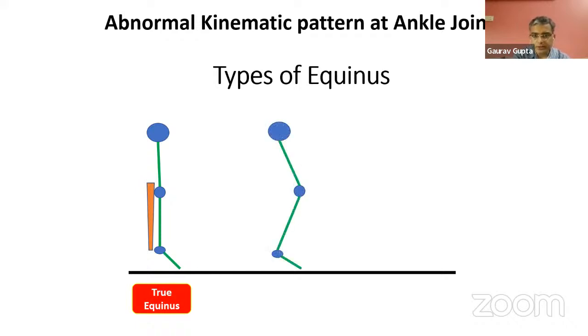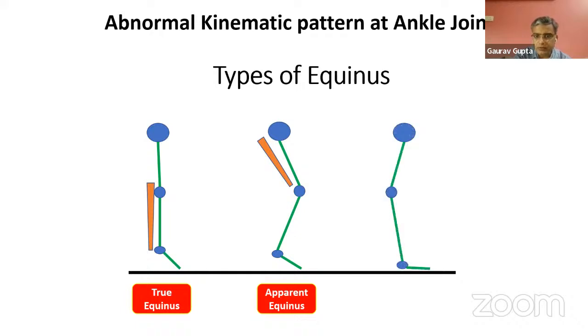That means the equinus is due to tightness of the calf muscles. Then there is apparent equinus, where the equinus is mainly due to knee flexion deformity, which is forcing the child to walk on toes. It is known as apparent equinus because the ankle is neutral, but the equinus is because of excessive knee flexion. Then there is hidden equinus, where to hide the equinus, the child is doing hyperextension at the knee. So these are the types of equinus we see, and we should differentiate between them so that we can focus our treatment on the particular joint.